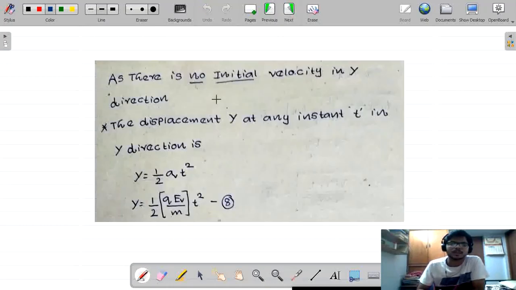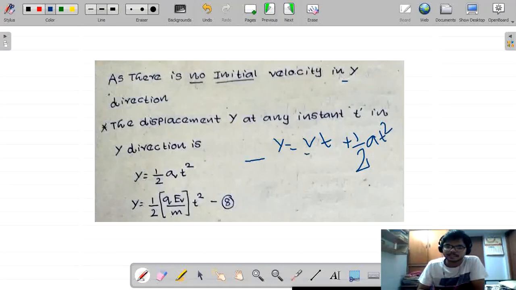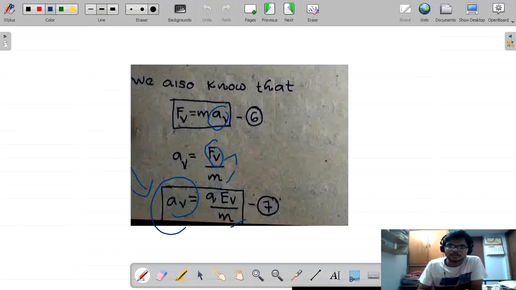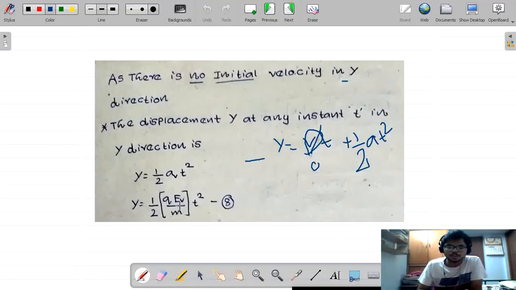Now, as there is no initial velocity in the y direction, because our electron is traveling in the x direction, there is no velocity in the y direction. We know the equation, displacement equal to Vt plus half at square. As there is no initial velocity in the y direction, the whole term is 0. Y equal to half at square. In the previous page we have seen the formula of AV equal to QEV by M. So Y equal to half QEV by M into T square. Now we need to find T.